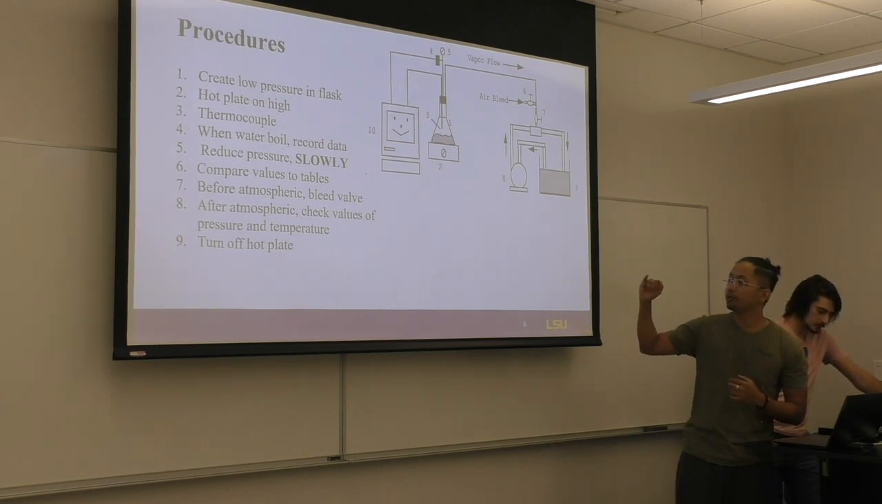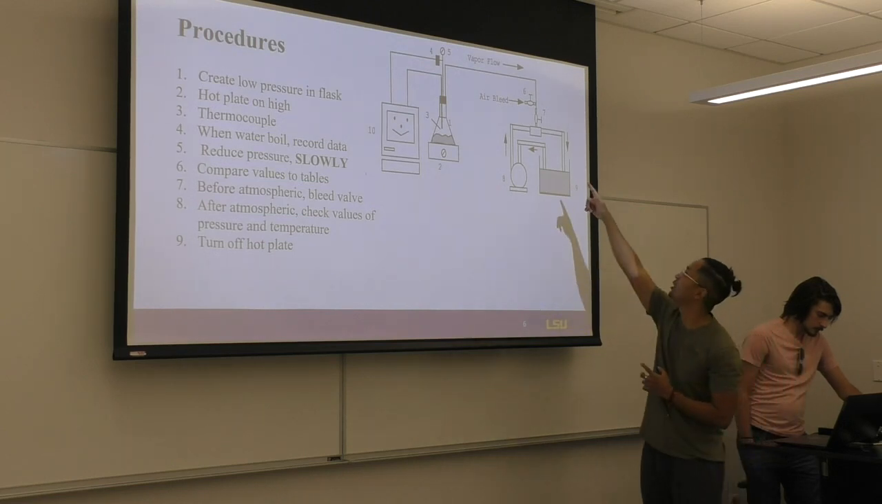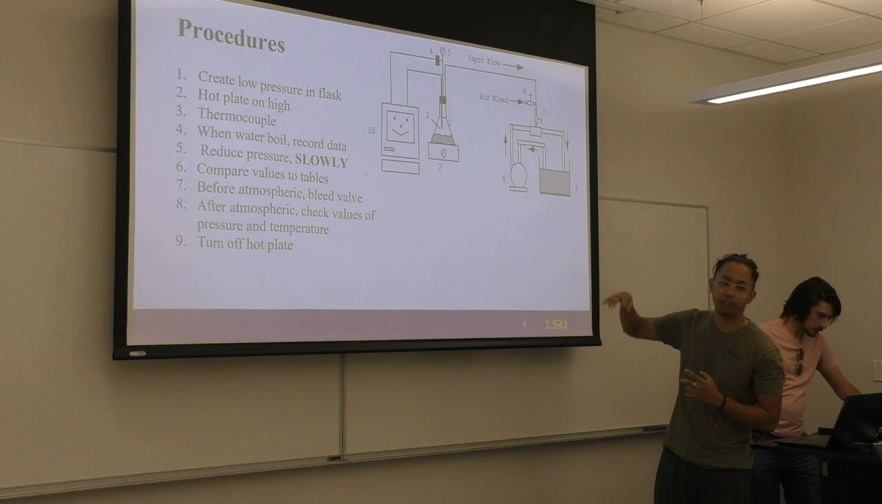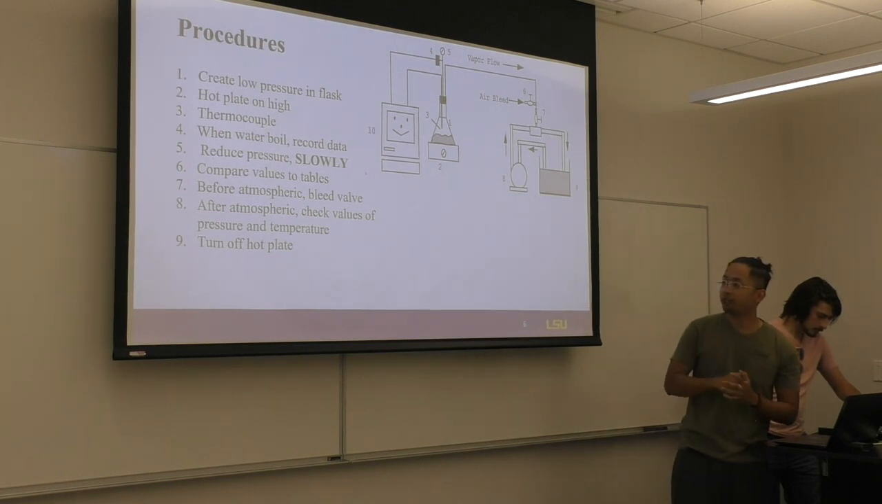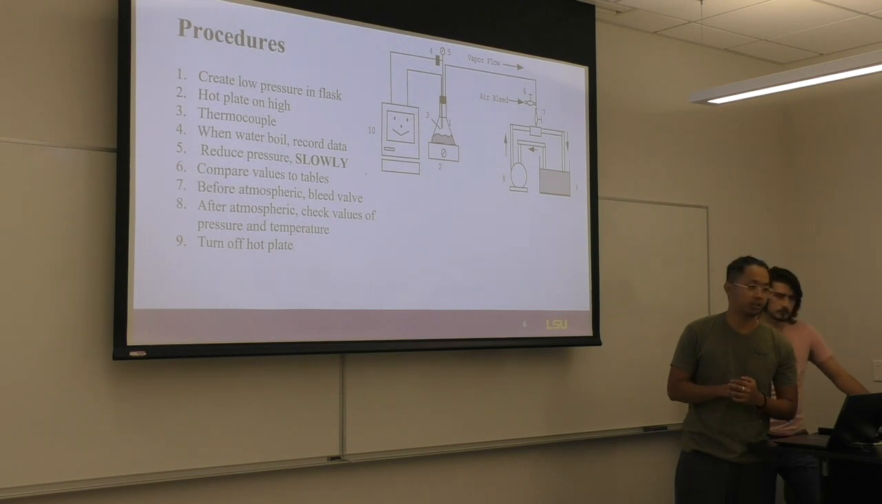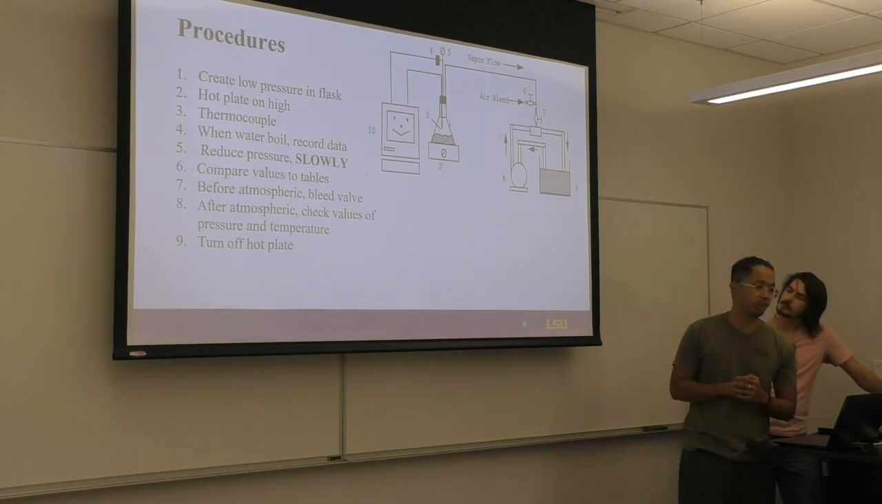And when the pressure is before atmospheric pressure, we have to bleed the valve using number 6 to prevent any buildup of pressure in the beaker. Next, after atmospheric pressure, we have to check our values of pressure and temperature, and it should be the boiling point of water, which is 100 degrees Celsius. And lastly, turn off the hot plate and follow the shutdown procedure in the manual.